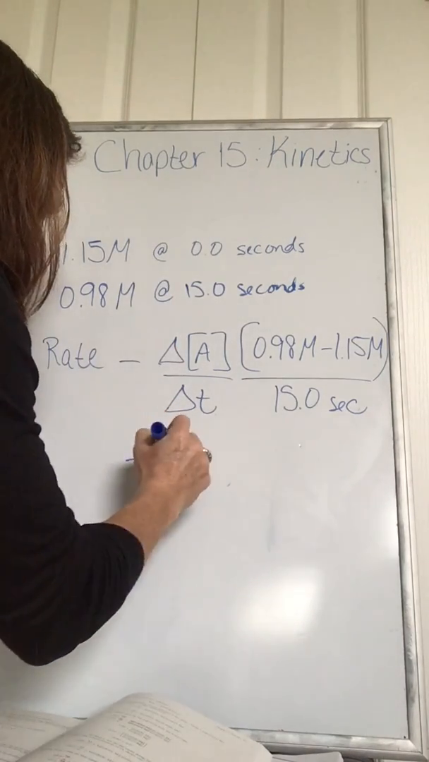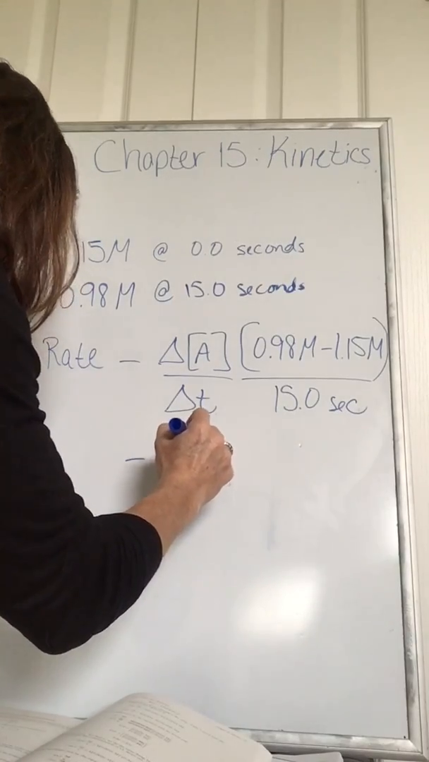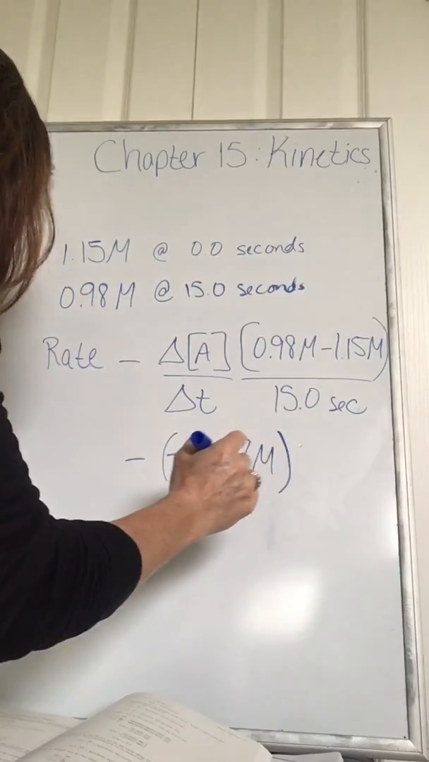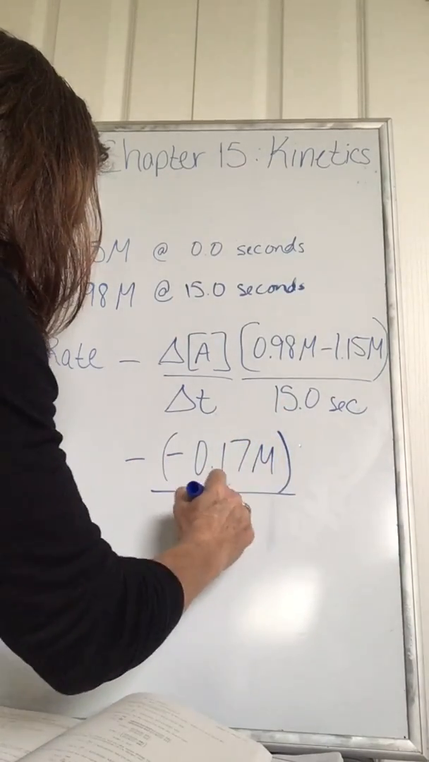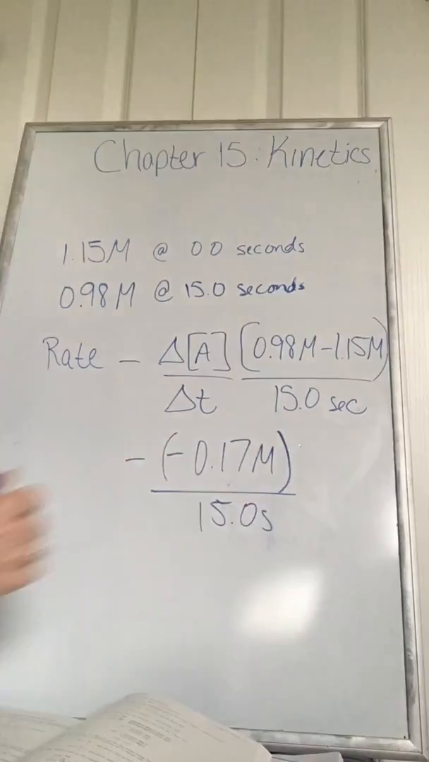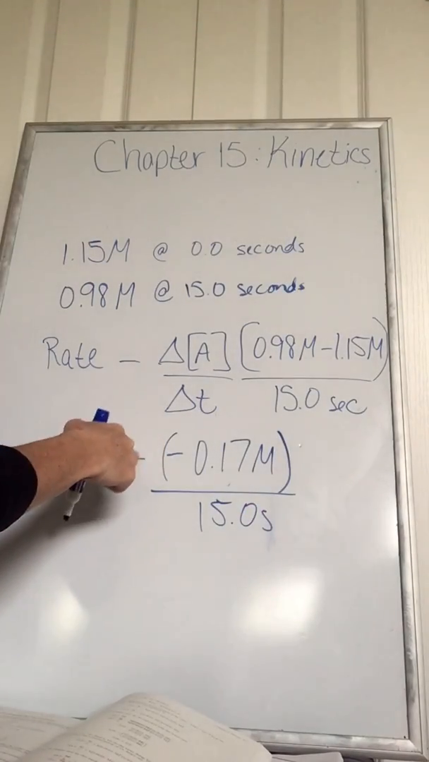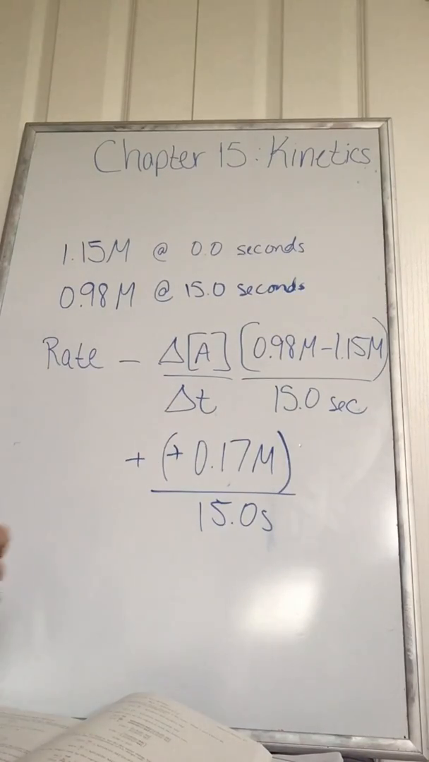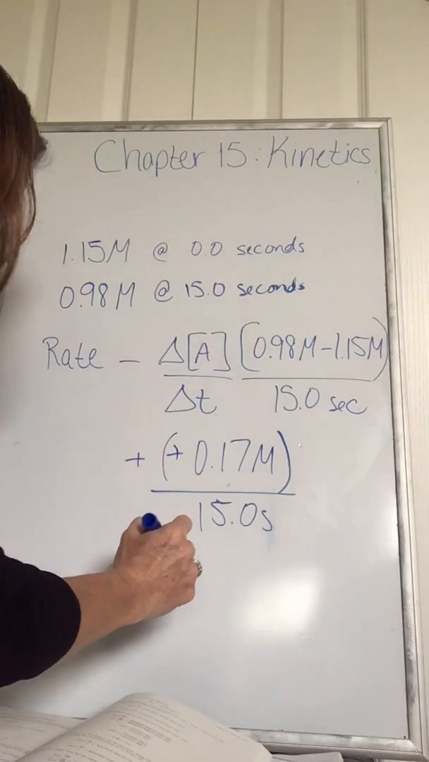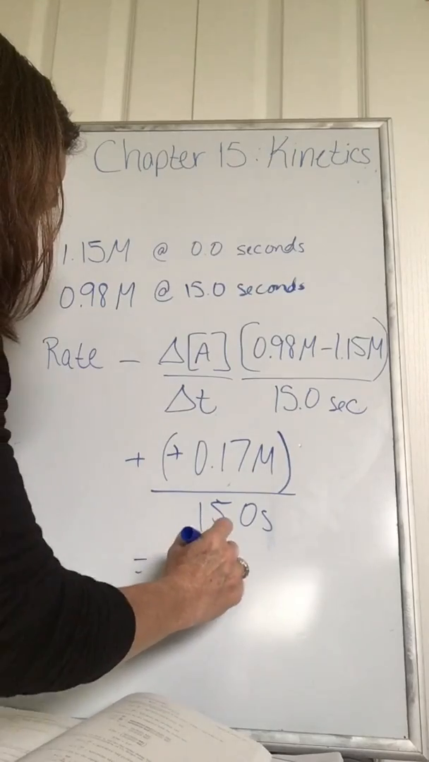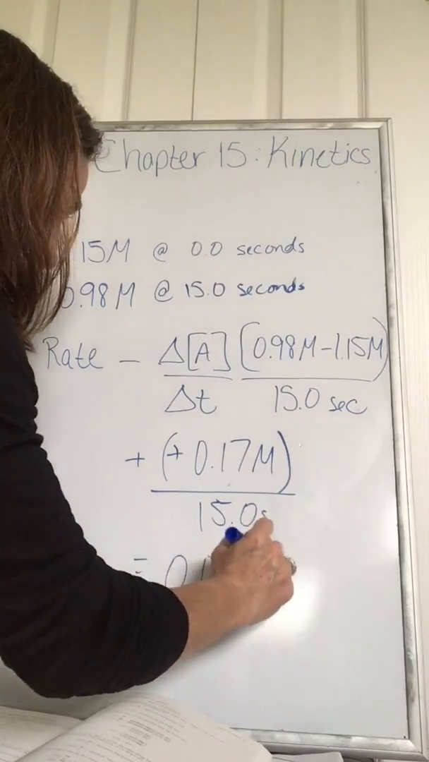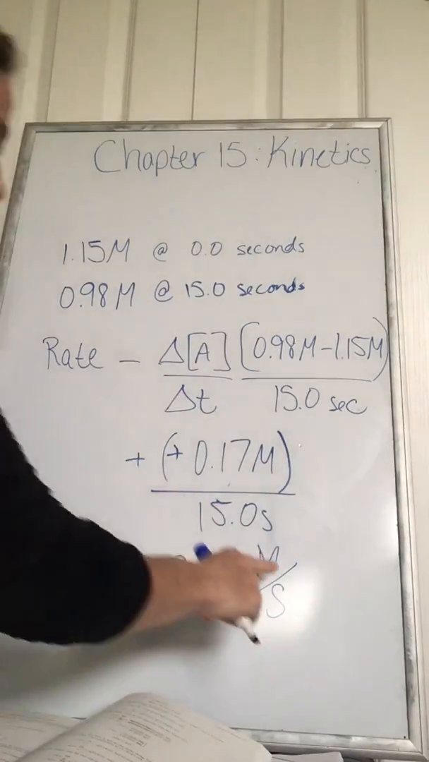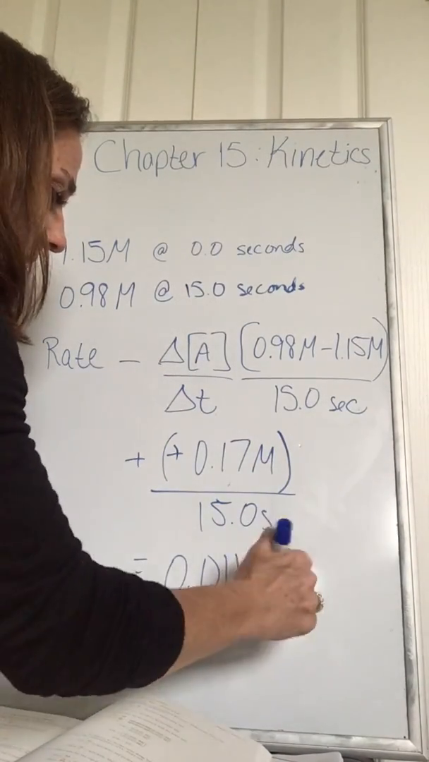All right, so when we subtract the top, we are left with minus 0.17 molar. Okay, and that is over 15.0 seconds. So when we multiply a minus times a minus, that equals a plus. Those change to plus. All right, and our answer is 0.011 molar per second. Okay, that's a lowercase s. I just made it big.